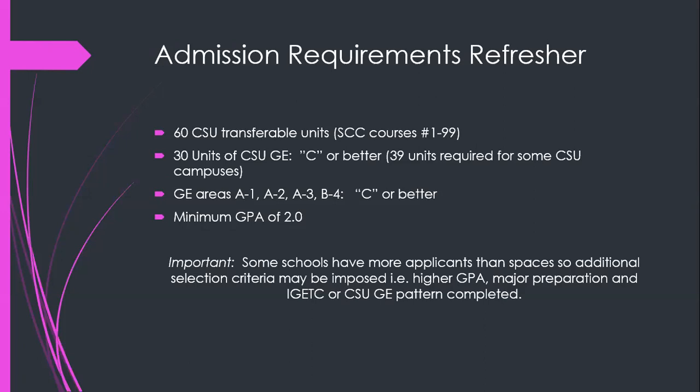Going back over the admissions requirements quickly, you'll need 60 CSU transferable units, 30 units of GE, all with a 2.0 or better, and then you'll have to complete the courses from at least 4 areas. So that's areas A1, A2, A3, and B4 on the CSU GE sheet, and those are 2 English classes, a CSU transferable math, and a public speaking course. Again, you have to have a minimum cumulative GPA of 2.0. As we'll talk about in a moment, some campuses or majors may require that you exceed those requirements in order to be admitted to the campus.